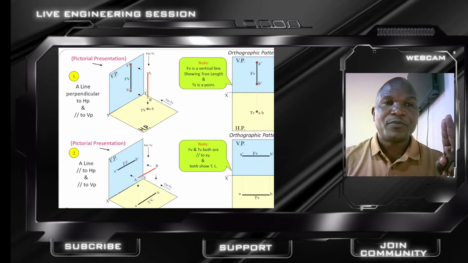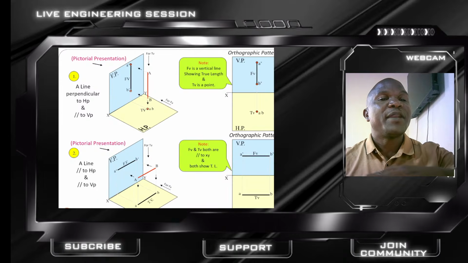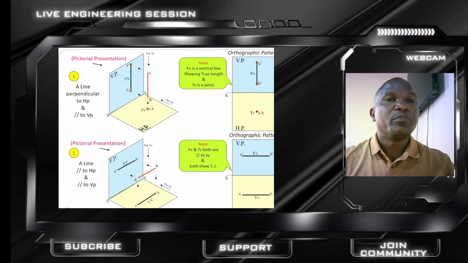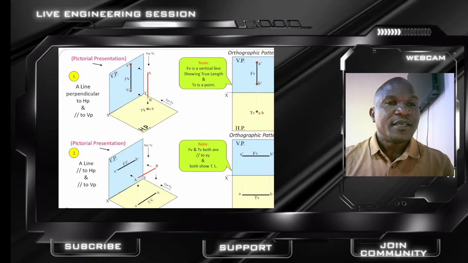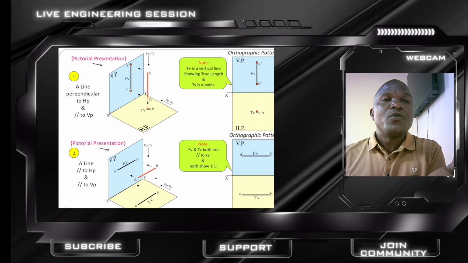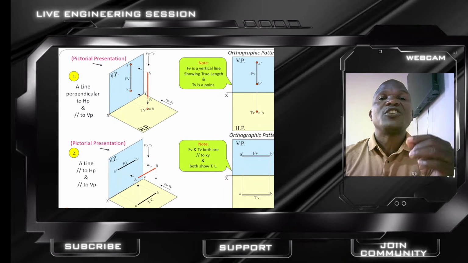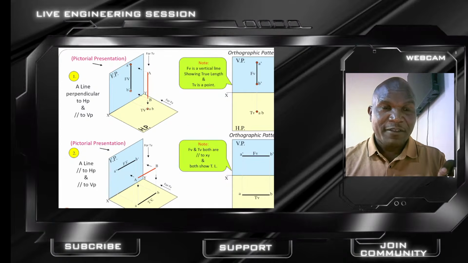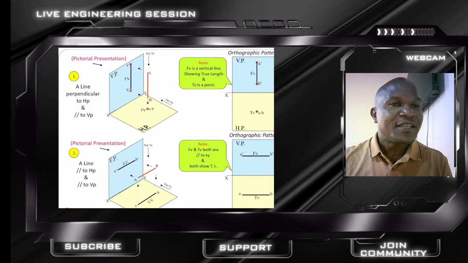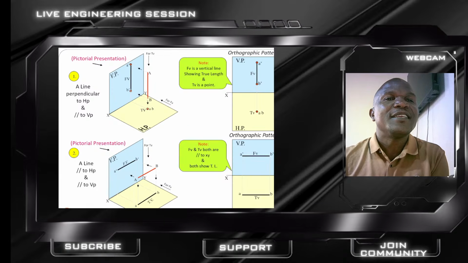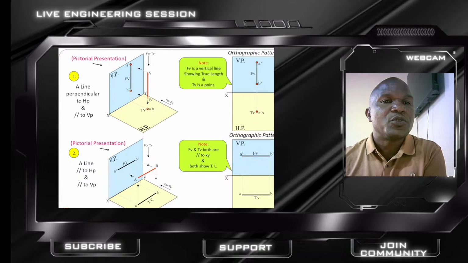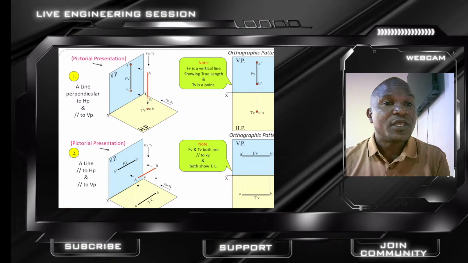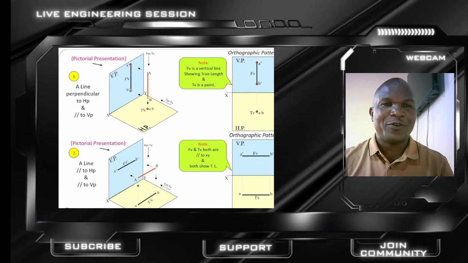The second case scenario, a line parallel to both planes. So here we have the front view, and the top view will show the true length. The true length will be shown on the top view and the front view. So always ask, which plane is the line parallel or perpendicular to? That tells you everything that you need.